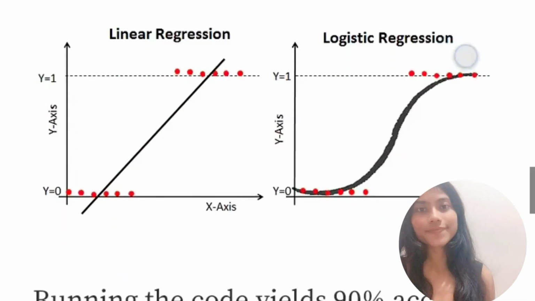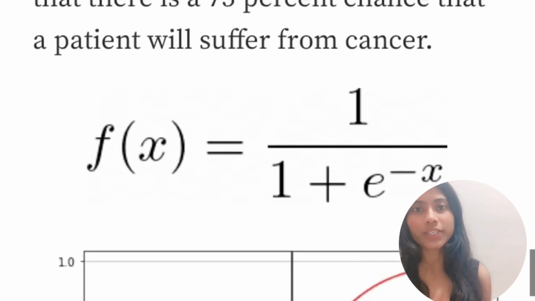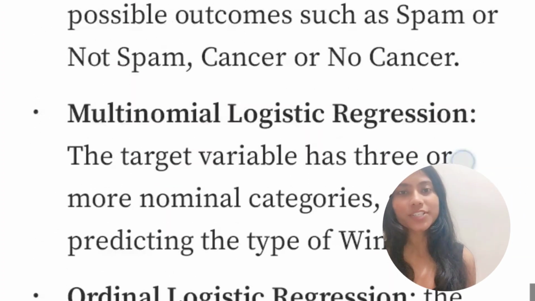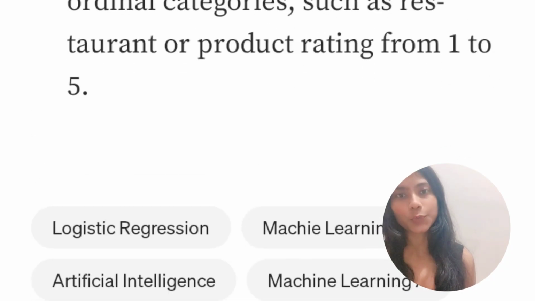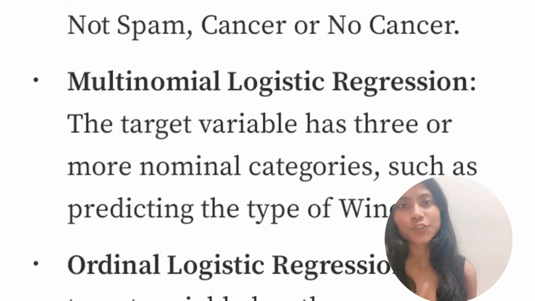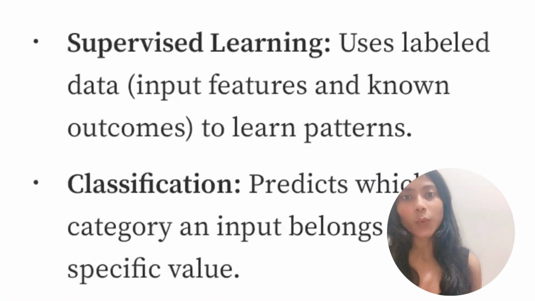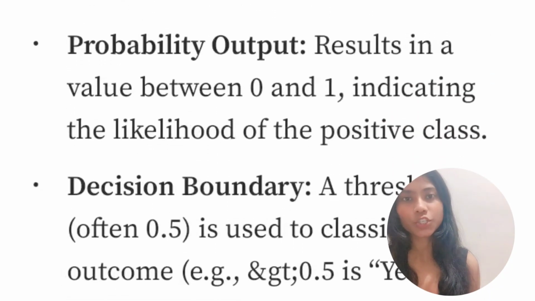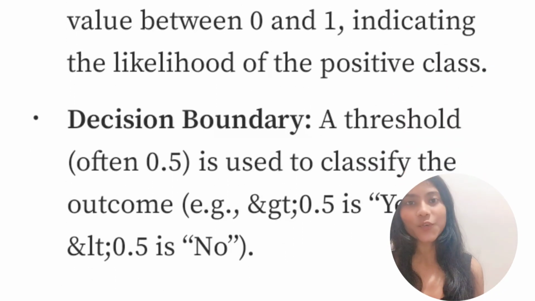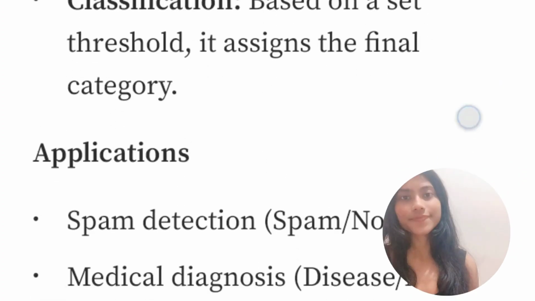Here's what's happening behind the scene. The model takes input features, for example, hours studied, attendance, test scores. It calculates a weighted sum of these features just like linear regression. The result is passed through the sigmoid function. If the probability is greater than 0.5, class 1, less than 0.5, class 0. That's how the final decision is made.